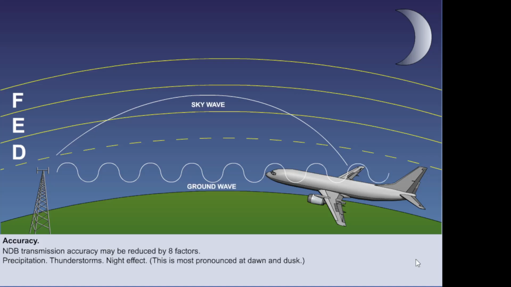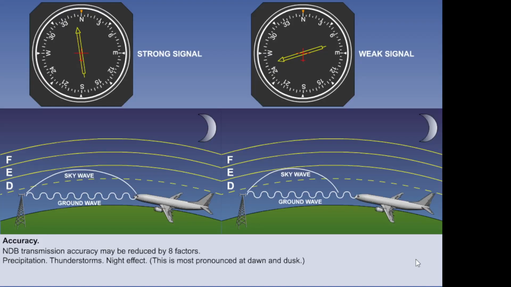The effect is most pronounced at dawn and dusk, as the ionosphere is changing, both in intensity and height. The ADF needle may wander, and the audio may fade as the two signals drift in and out of phase with each other.